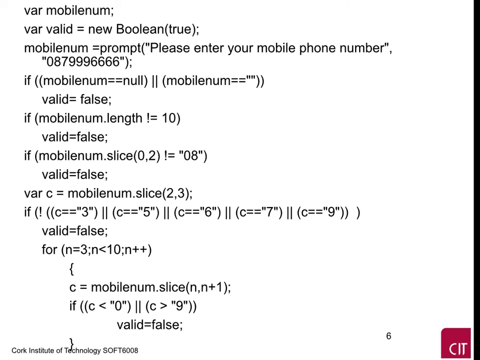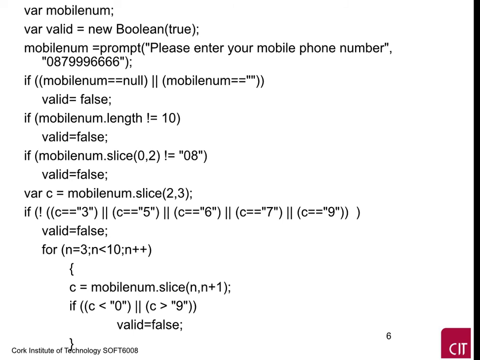So up here we have a variable called valid that's going to tell us whether it's okay or not. So we're creating a new Boolean variable there, note the capitalization, and we're setting that to true. So by default the number is okay and valid is true. We prompt for the number and in comes the number. It's in a variable called mobileNum.